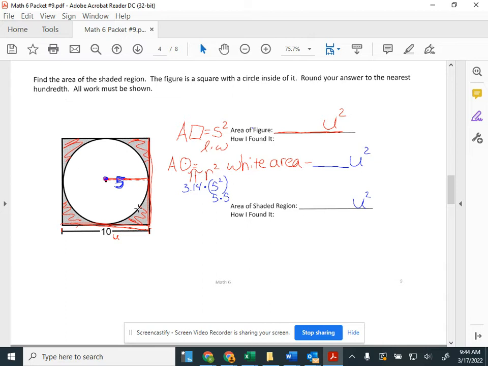Do we have to do the...? Well, how you found it is the math. You have to show your work. You can't just write down answers without writing out your equations. Write out your equations, and that'll be how you found it. Or you could use your words and say, I found the area of the square, I subtracted out the area of the circle, and I was left with the area of the shaded. But you do have to put something there. So either showing the equations that you did or writing out in sentences the equations that you did.